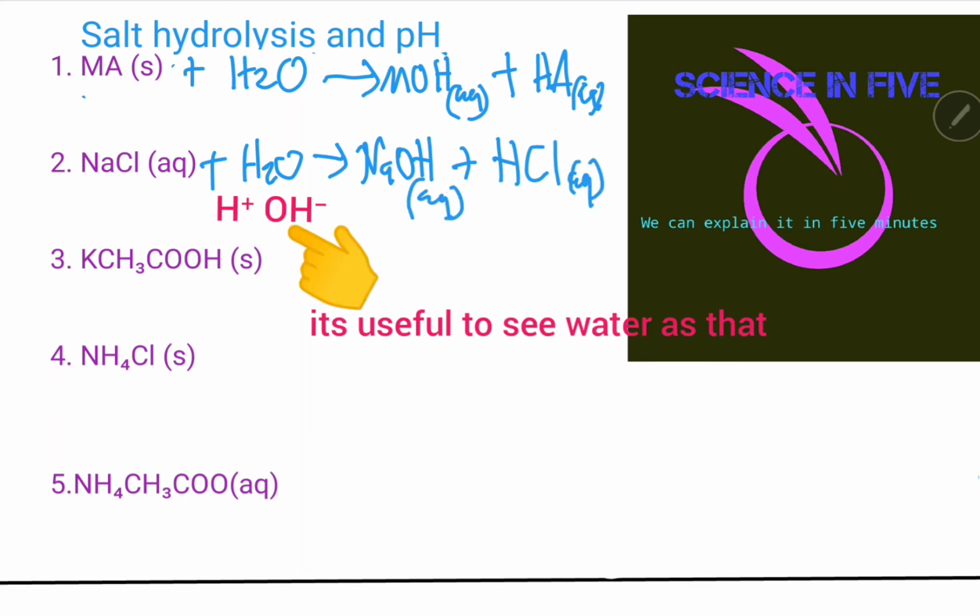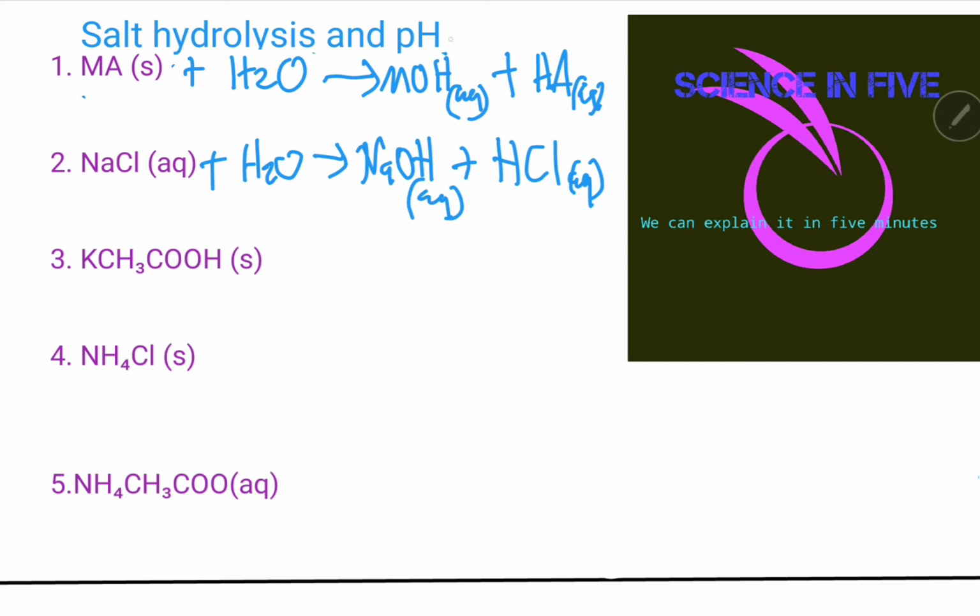Okay, you can actually write those two long equations to prove that we got this right. Now here we can easily see that the base is strong, the acid is strong, so this solution is neutral. So this salt is classified as a neutral salt. Okay, jumping on to number 3, potassium ethanoate.